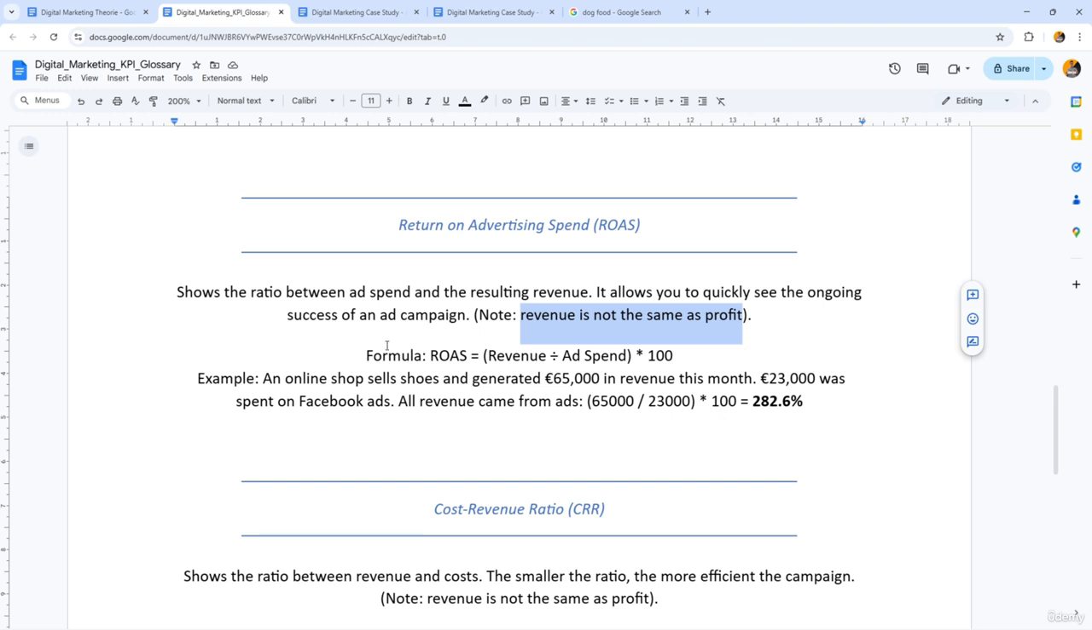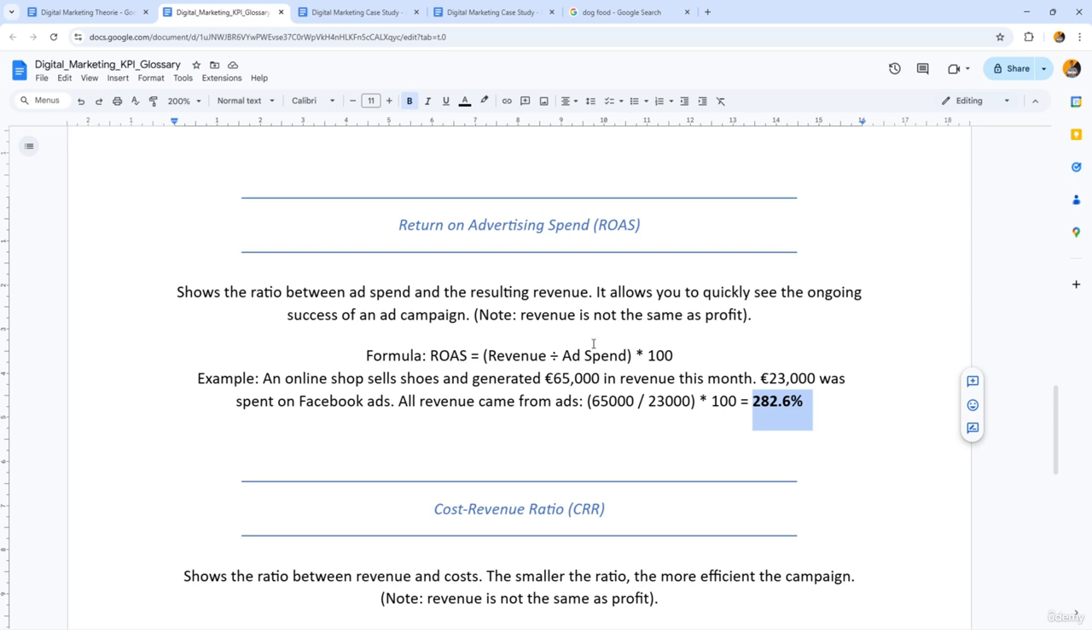Because if we spend, let's say, 100 euros on these ads and we get back 150, then the return on advertising spend is positive because we got more revenue than we spent, but it doesn't mean that we are profitable, because the cost for buying the products to resell them or for producing our products could be high, and then we would need to have a higher return on advertising spend to actually get profit.